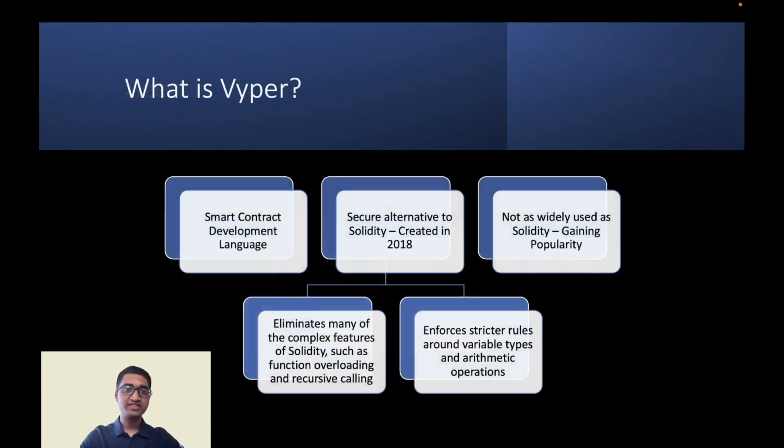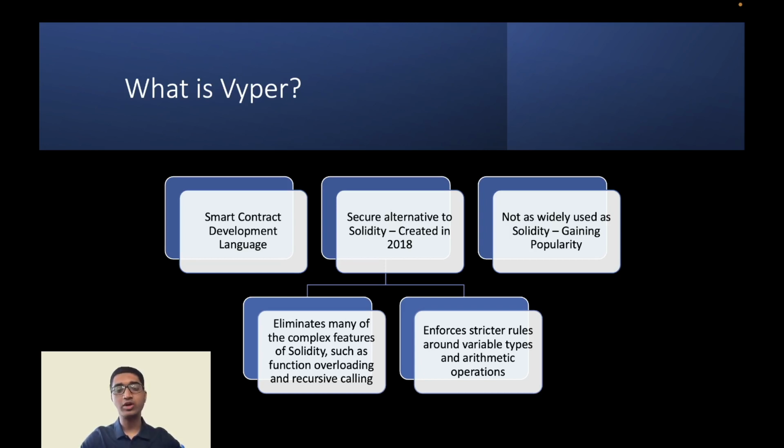So what exactly is Vyper to begin with? Vyper is simply a smart contract development language. It's a smart contract development language which was developed in 2018 and it was created as an alternative to Solidity. And the way it majorly differs is the way its syntax is written and the complexity which it uses.